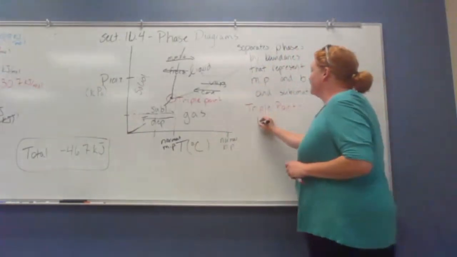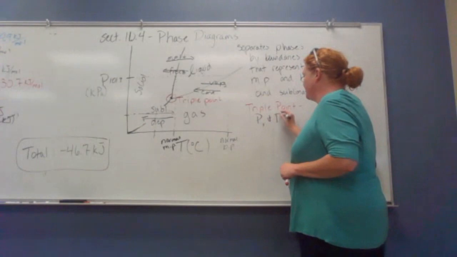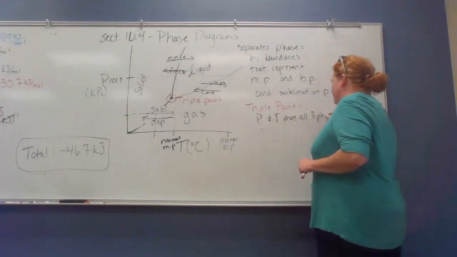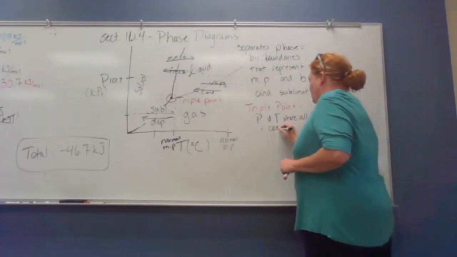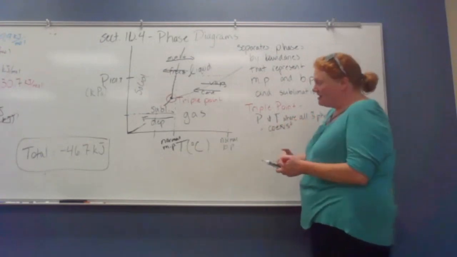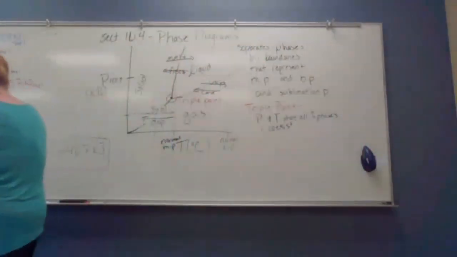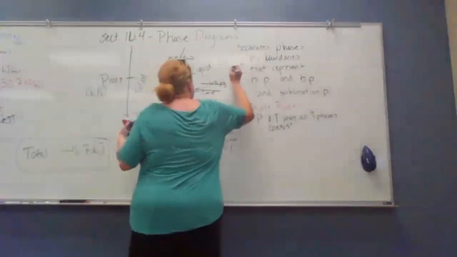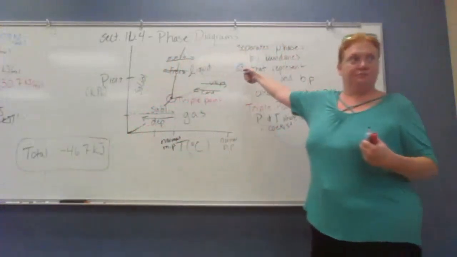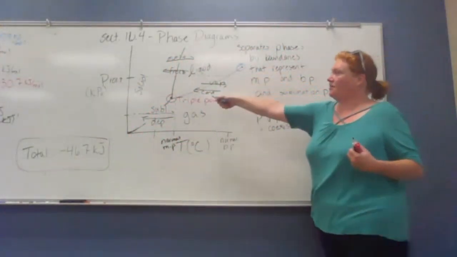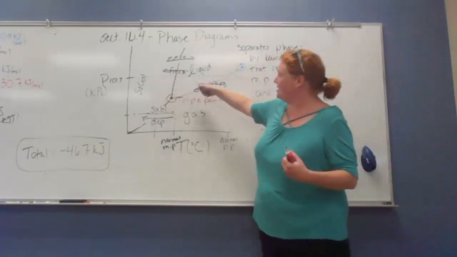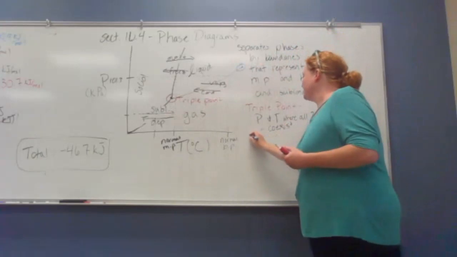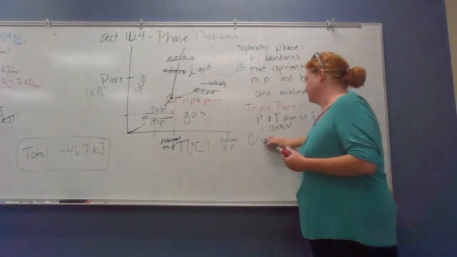Super creepy. Triple point. It's the pressure and the temperature where all three phases coexist. And then there's also another point that you need to know about and be able to label on a phase diagram, and that's this data point right here. The point at the end of the liquid-gas phase boundary. That is called the critical point.